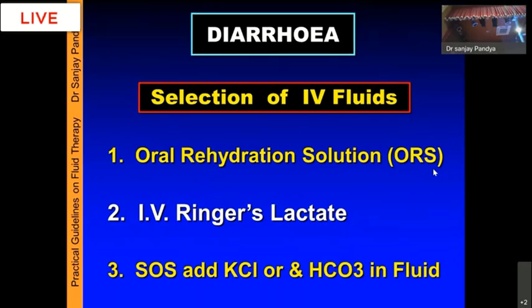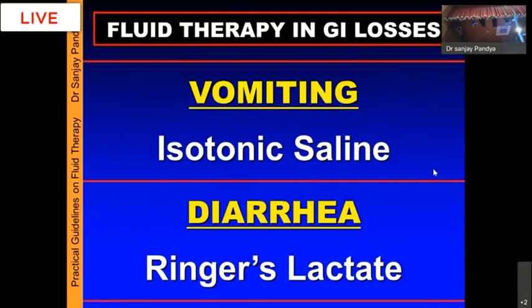When we cannot provide adequate ORS, diarrhea is severe, and the patient is hemodynamically unstable, we want to give IV fluid, then the IV fluid of choice is Ringer's lactate. Okay, so very, very important. And then the patient may require potassium, considering the potassium status. So to summarize, if the patient has vomiting, which fluid will you give?